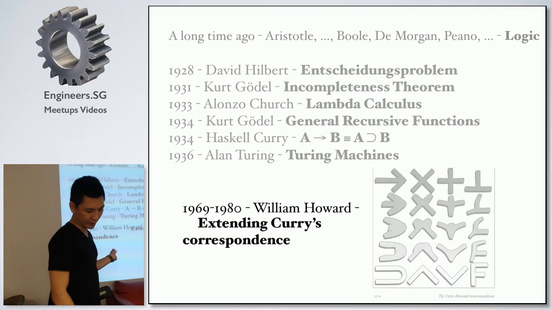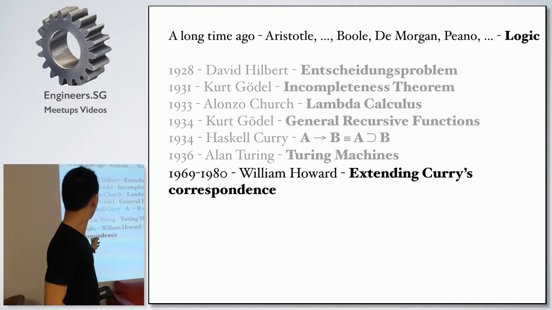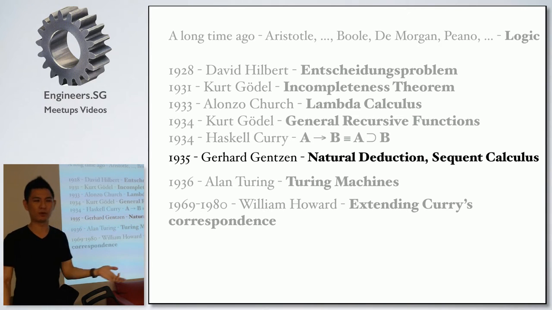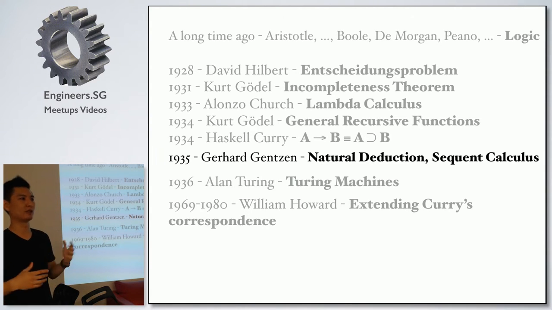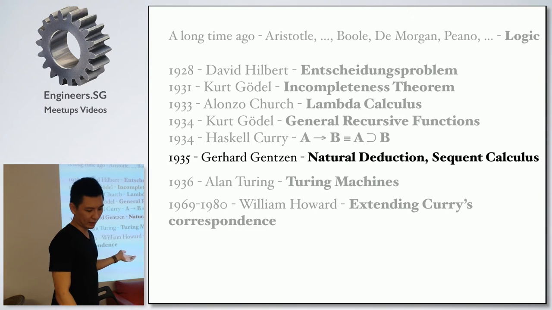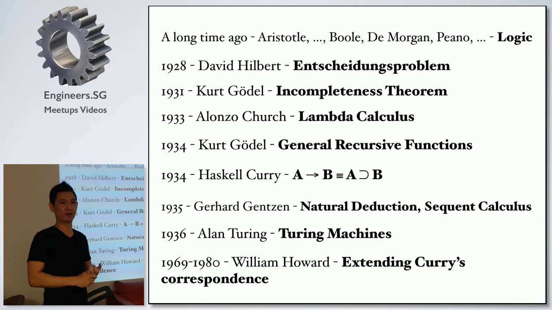We will expand on this later, but also in 1935, Gentzen came up with these two systems, natural deduction and sequent calculus, which is how most of us do logic now, writing logic rules, axioms. How do we prove something from this to this? We use natural deduction mostly, and so I can see that there's really a lot of people involved in this whole short history of computer science and formal logic.